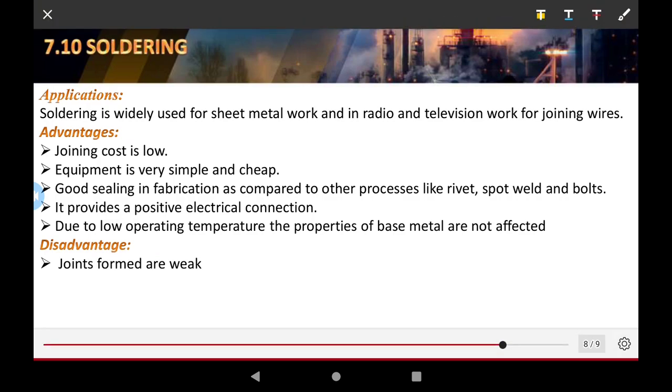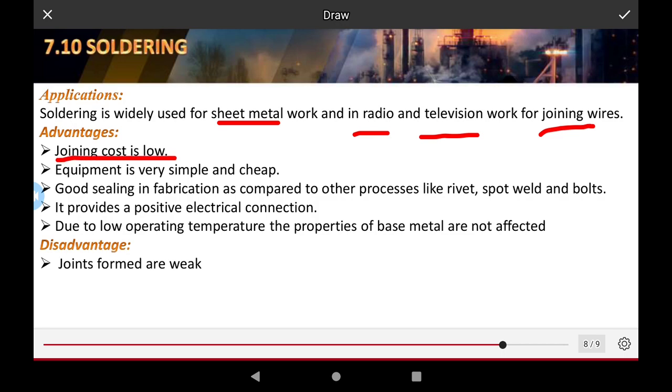Advantages and applications of soldering: it is widely used for sheet metal operations, and for the repairing of radio and television circuits. Applications of soldering include joining wires, very small and thin wires, in wire joining operations. The advantage is that the joining cost is very low.